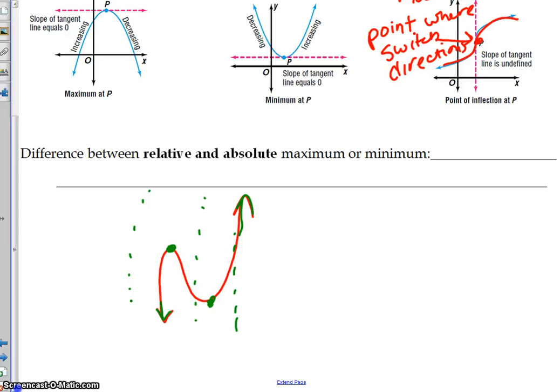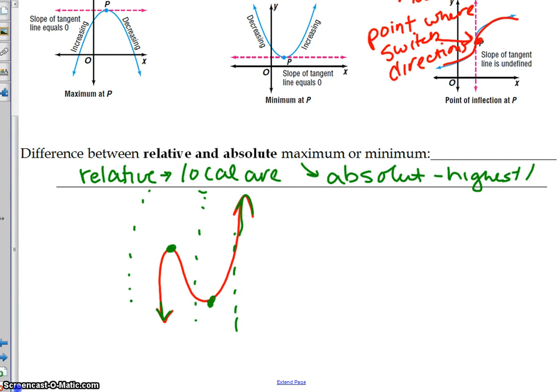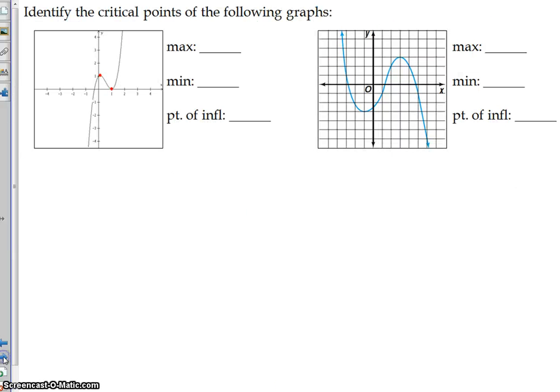So relative is known as local, a local area. And absolute is definitely either the highest or the lowest it can go. Oftentimes the absolute in ours is infinity. It goes on forever into infinity. We saw that a lot when we were looking at chapter 1, where we went to positive infinity or negative infinity. So a lot of times that absolute is infinity.